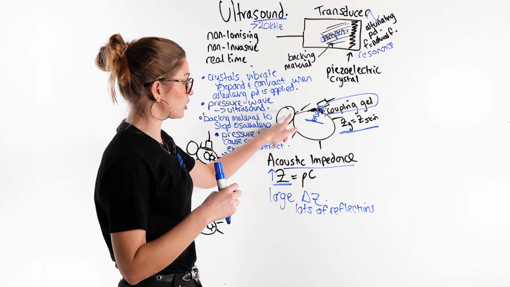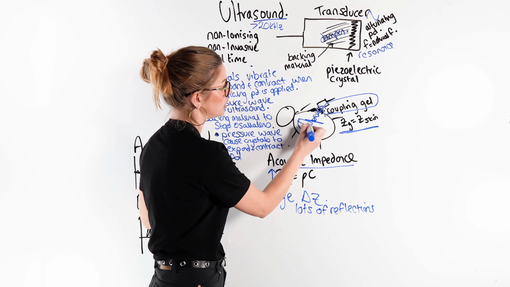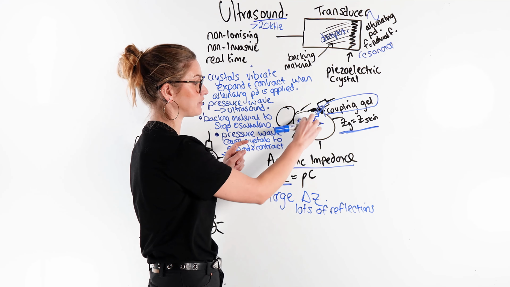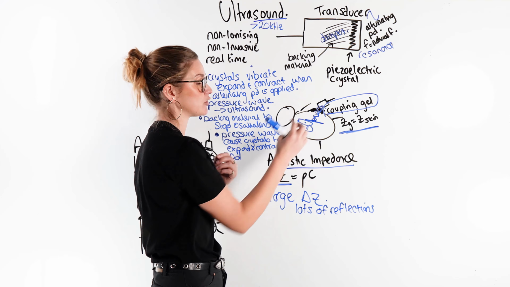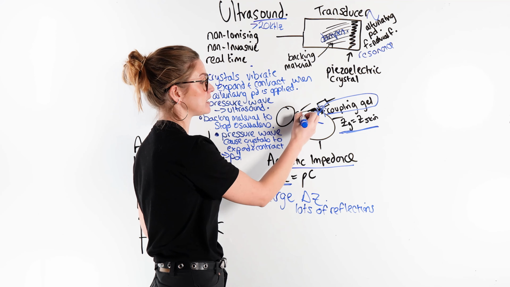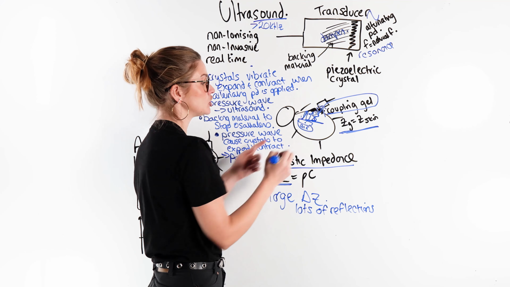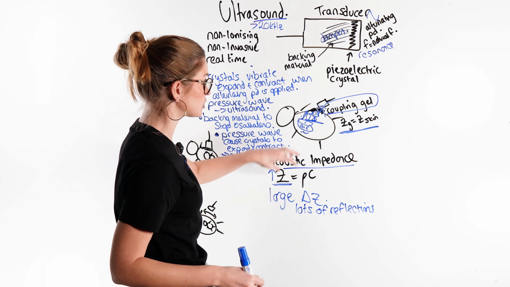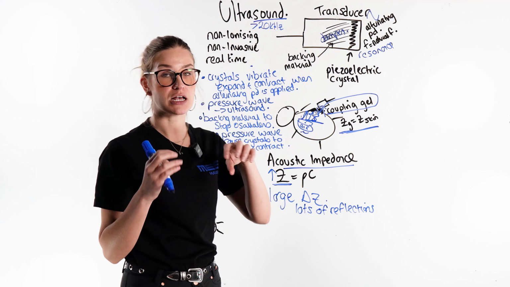Also, if someone's lungs are here, because the lungs are filled with air, and again, air is a big difference in acoustic impedance compared to your flesh, there's going to be loads of reflections that happen there. So we can't see anything that is behind the lungs. Again, we can't see behind the lungs and we can't see the brain, because there are big differences in acoustic impedances there.